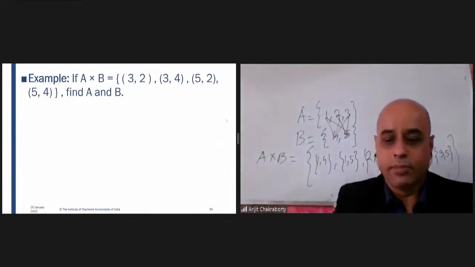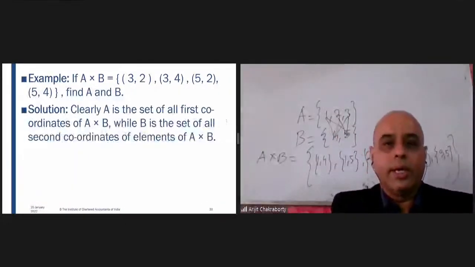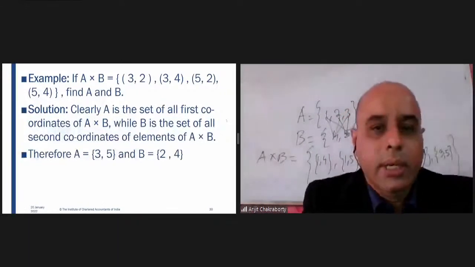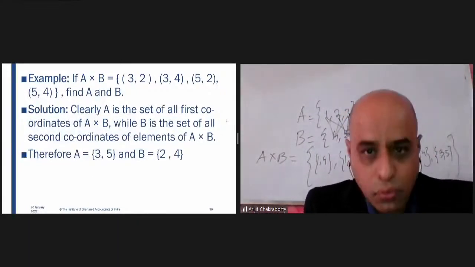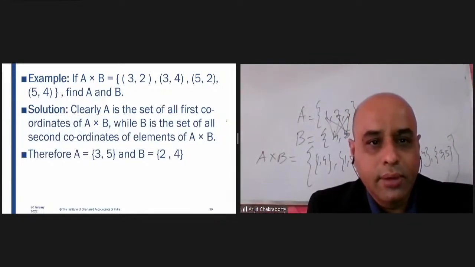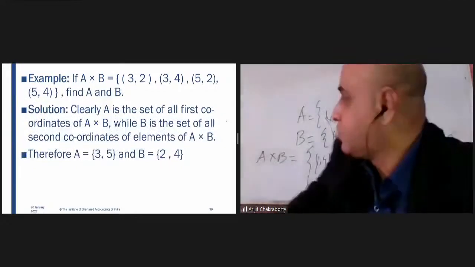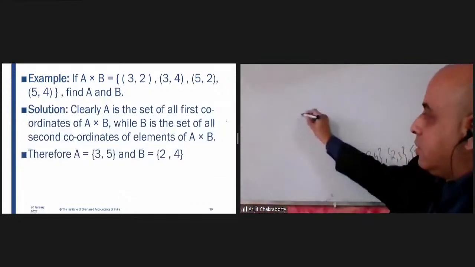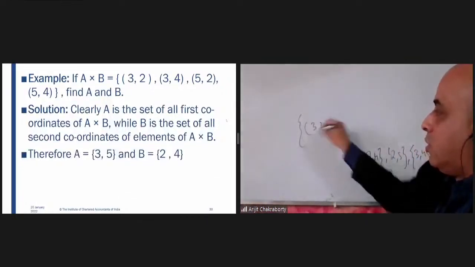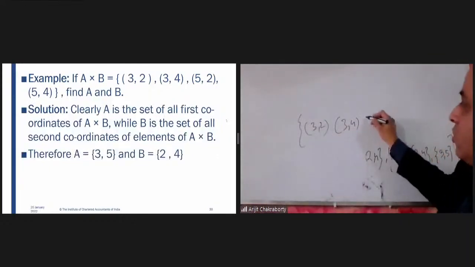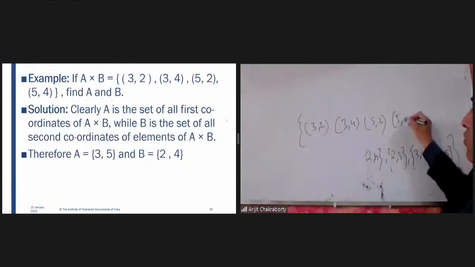So we are taking one simple example. If A into B is given as 3, 2, 3, 4, 5, 2, 5, 4, you can easily understand it's a product form. So basically the two sets are 3, 5 and 2, 4, right? Because we can see 3, 2, 3, 4, 5, 2, 5, 4. Okay, so once again, I'll just solve it. The product is given as 3, 2, 3, 4, 5, 2 and 5, 4.